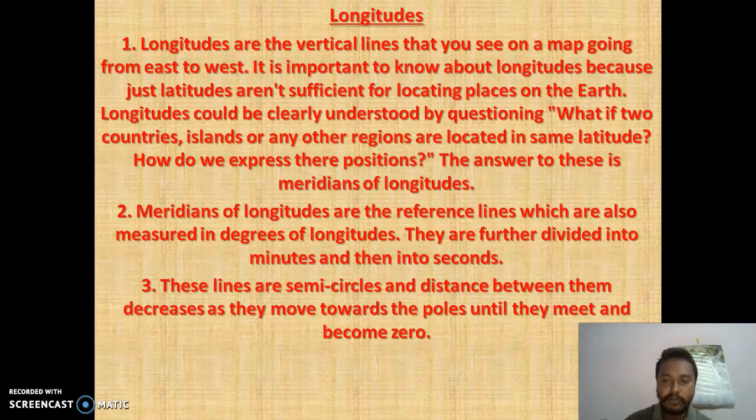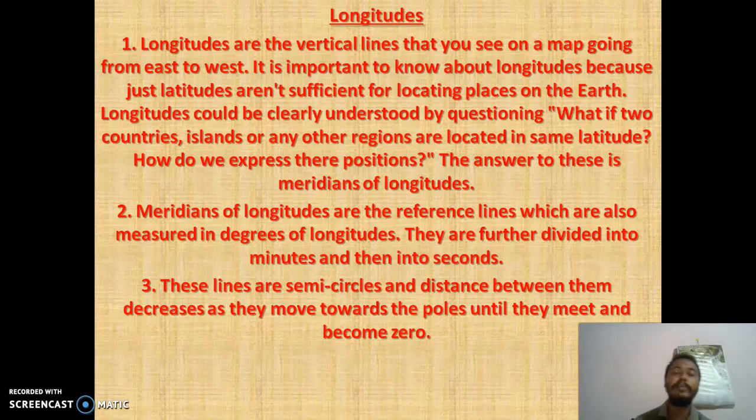Suppose these are latitudes and two countries fall on the same latitude, then how do we give their locations? That is when longitudes come to help, because you can give latitudes and longitudes together for better understanding. That's why longitude is also very important in locating places on the earth. Meridians of longitude are reference lines which are also measured in degrees, further divided into minutes and then into seconds.